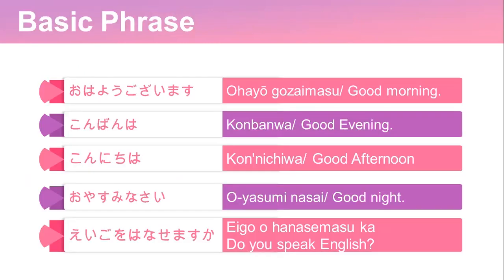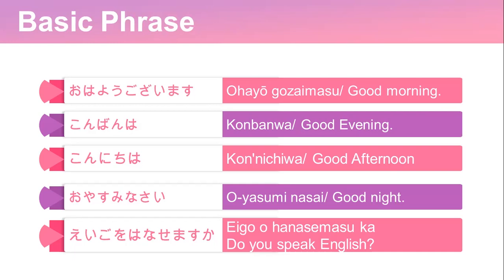And these are the basic phrases. Perhaps if you want to visit Japan, these are the most common basic phrases. The first is Ohayo gozaimasu, which means good morning, and konbanwa, which means good evening, konnichiwa, which means good afternoon. You can also use konnichiwa as a conversation starter, like hello, and oyasumi nasai, or good night.